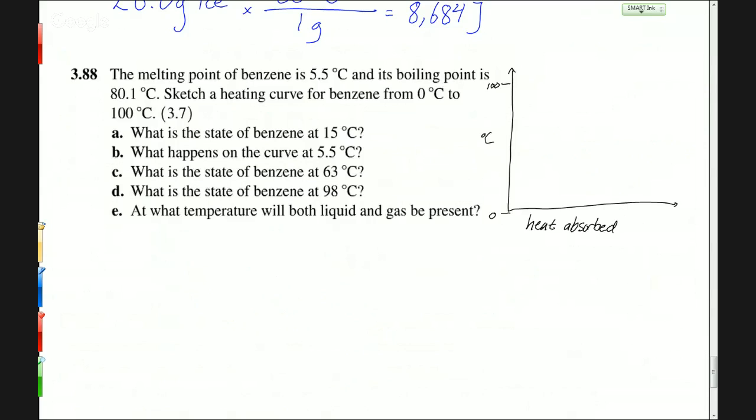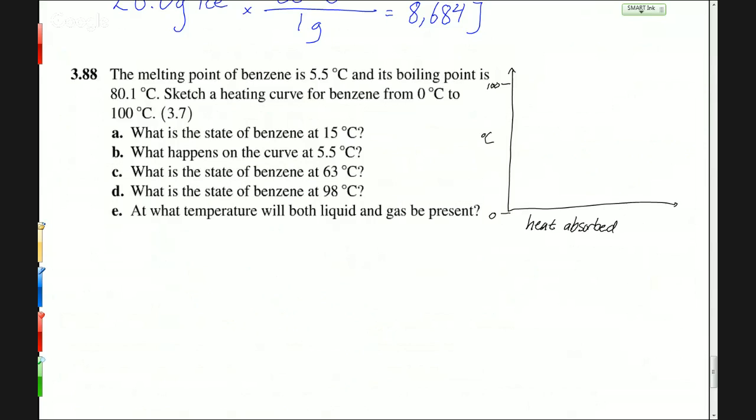Everybody got a heating curve? Looking pretty good. All right. So how did you figure out where to draw the lines here? Yeah, we're going to look at what's going to happen at the melting point and the boiling point. Well, yeah, it's flat, right? It goes flat because at those points, the material absorbs energy but does not change temperature.